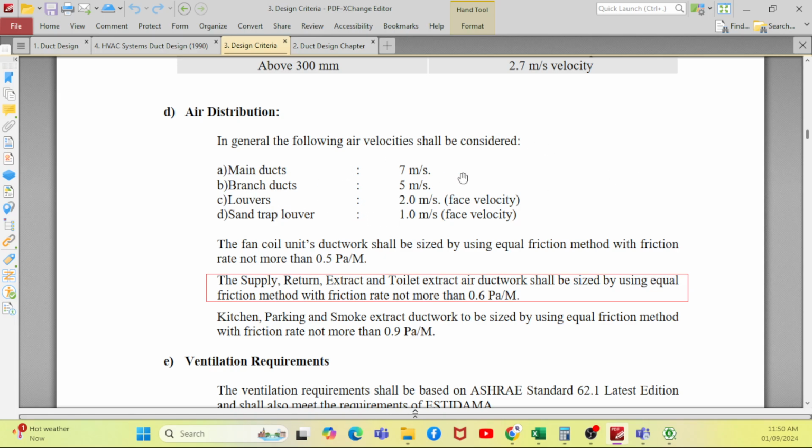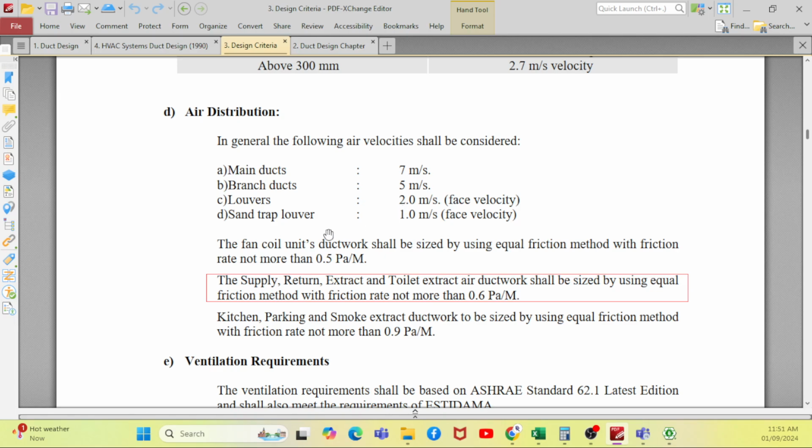If you verify all the areas, you can calculate the main duct velocity at 7 meters per second, branch duct 5 meters per second, louvers you can go to 2 meters per second face velocity, and the sand trap louver you can go up to 1 meter per second face velocity. These values are also given in the ASHRAE standard for the different fittings.